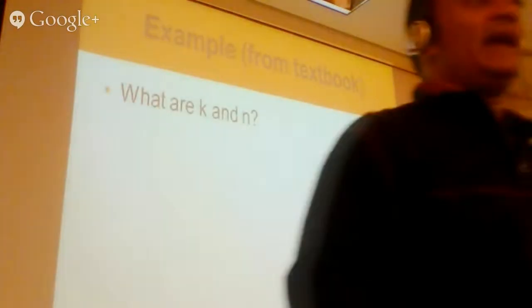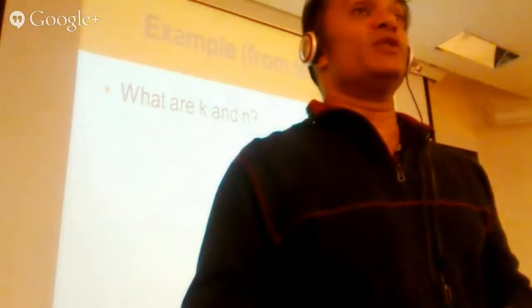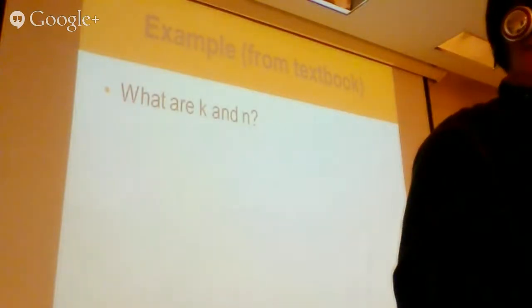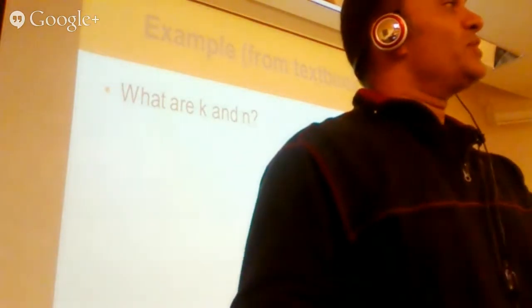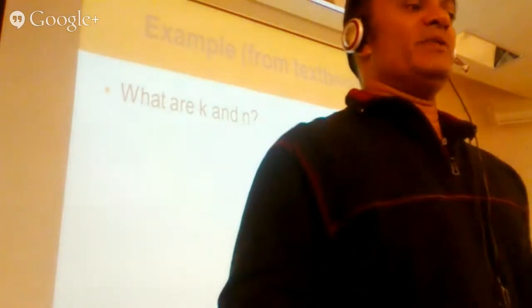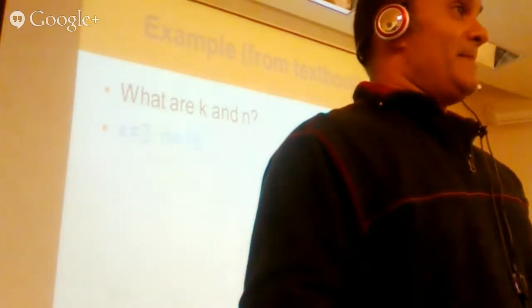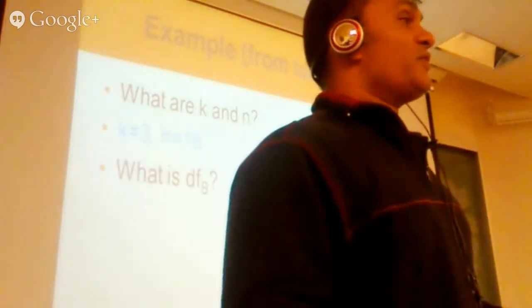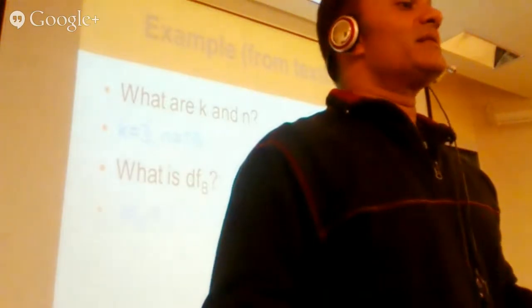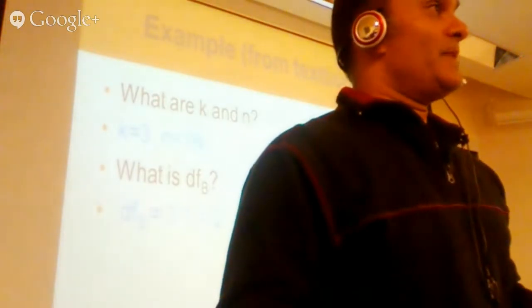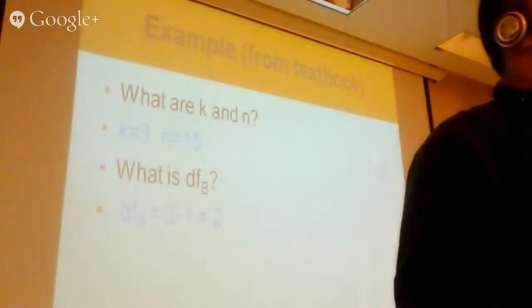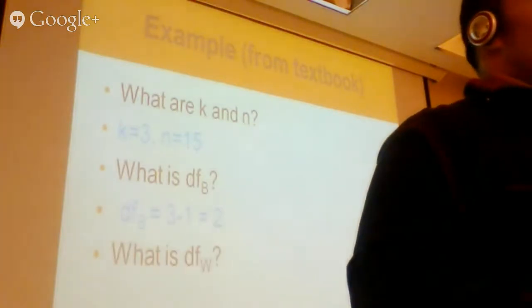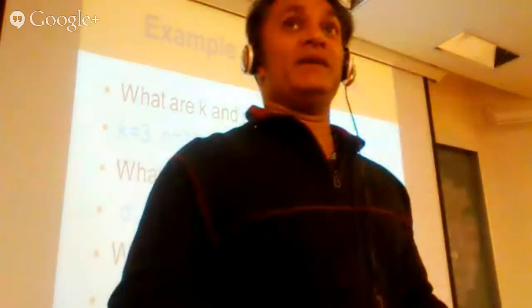So what are K and N? K is the number of levels in our categorical variable, right? So we have one categorical variable, that is therapy group, and there are 3 groups in that categorical variable. So K is going to be 3. And we already said there are 15 total subjects. Okay, so the degrees of freedom between groups is K minus 1, which is 2. The degrees of freedom within the group is going to be the total number of people minus K, which is 15 minus 3, which is 12. All right, so we're halfway there.